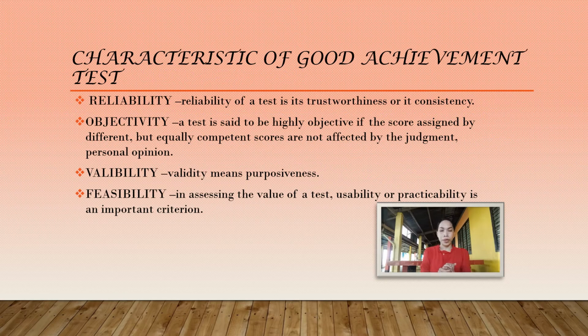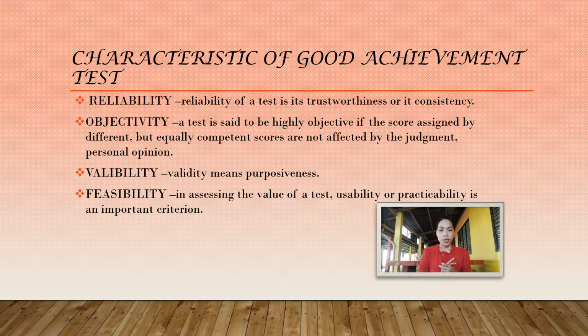So now we have the characteristics of a good achievement test. First, we have reliability. Second is objectivity. Third is validity. Fourth is feasibility. When we say reliability, it is the trustworthiness or consistency. It is defined as the consistency with which a test measures what it is intended to measure.